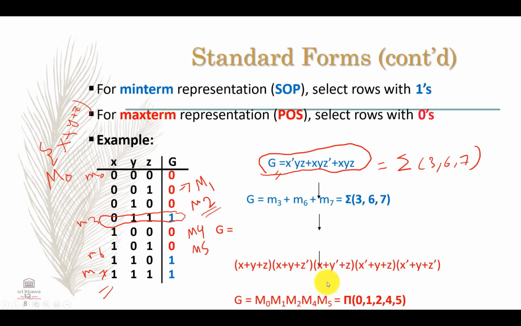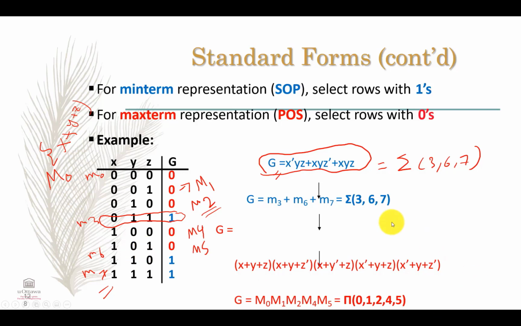So the whole thing can be rewritten as x plus y plus z for m capital 0, x plus y plus z prime for m capital 1, and at m capital 2 as well, x plus y prime plus z, and at 4 it will be x prime plus y plus z, sorry, and at m5, which is x prime plus y plus z prime.